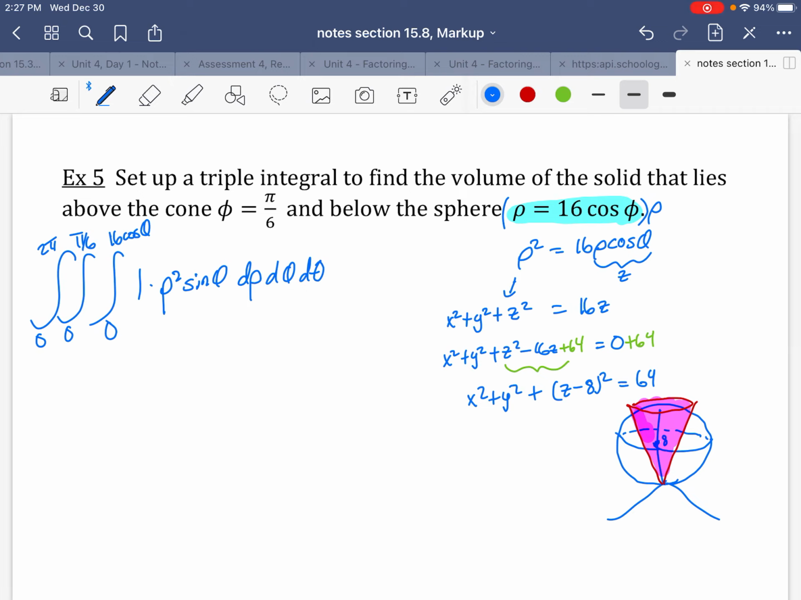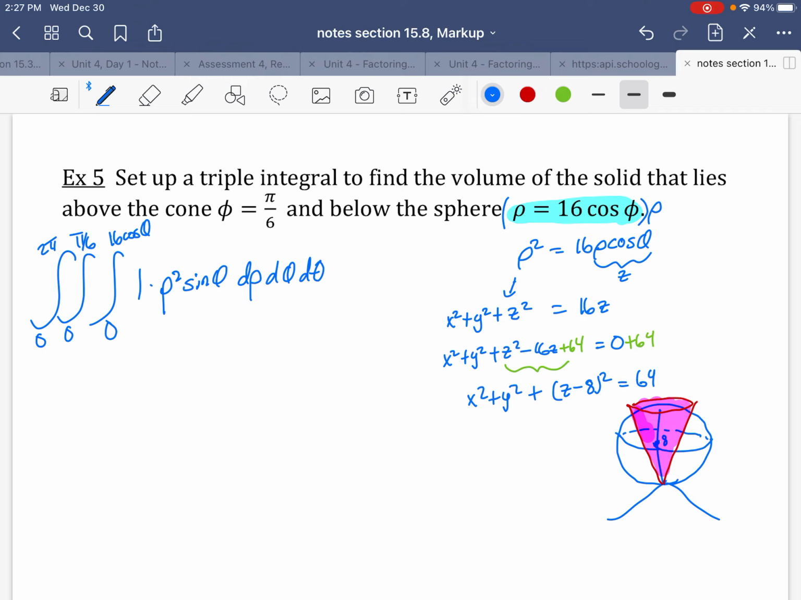Now, this one right now is not separable. Do you notice that the innermost integral has 16 cosine phi? Once I get rid of that, I can separate this integral. So we need to do that. So I have to integrate that, or I might be able to. Let's see how it goes.